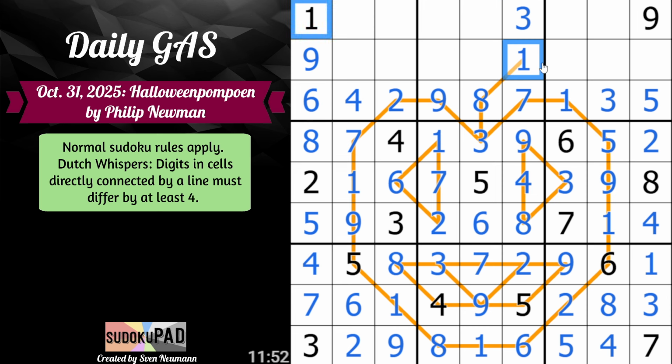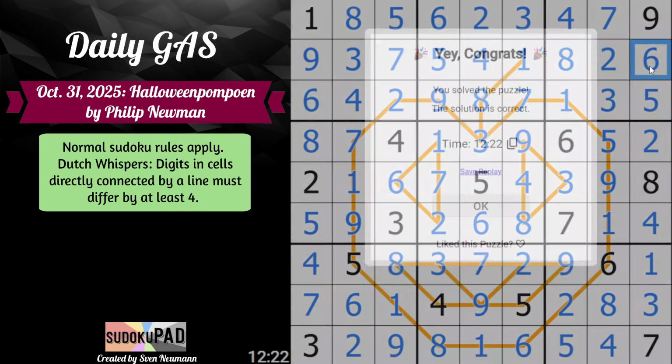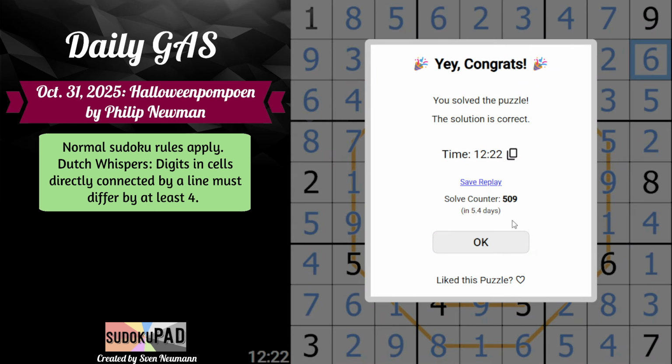I was gonna say there's no way we've ended up with a deadly pattern. The 3 is going to do it first. So we need to look for where the 3 resolves. 3 resolves here and gives us 8. Now 8 will look across and that'll resolve, and that'll give us 4. Now 4 will look across and that'll resolve, and that'll give us 2. 2 will then look across, resolve, give us 7. 7 will look across, give us 5. 5, 6, and 6, and we are done in 12 minutes and 22 seconds with Halloween Pom Poem by Philip Newman.